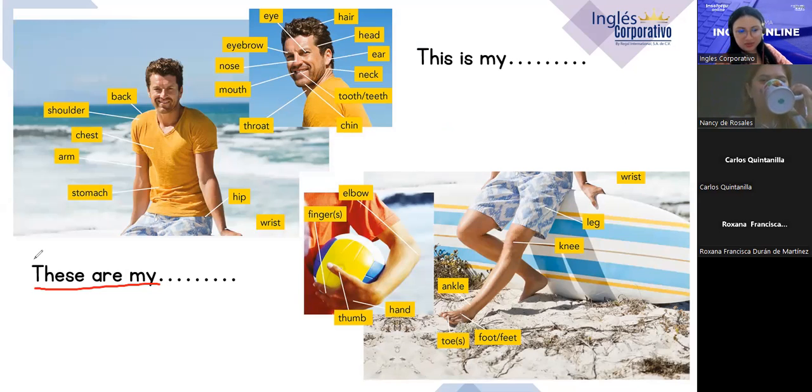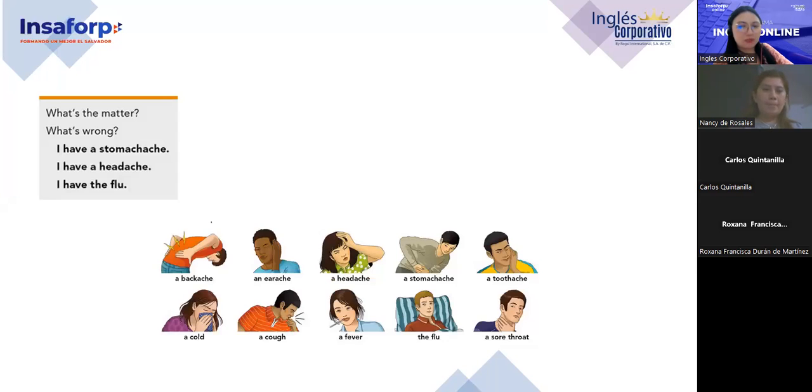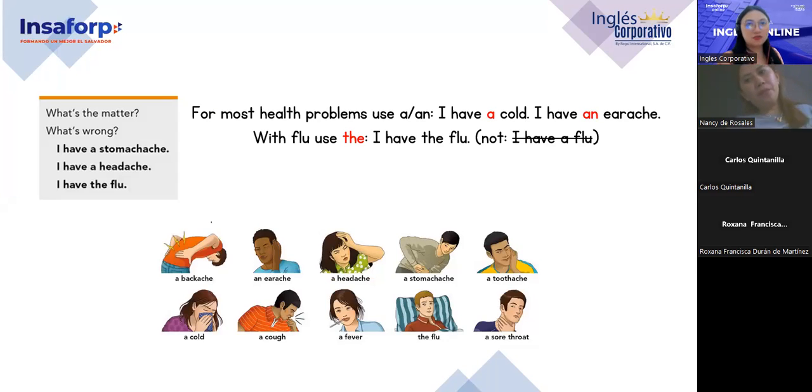¿Por qué necesito saber esto, clase? Why? If you remember, we need to talk about health issues. And whenever we talk about health issues, we may refer to a specific part of the body. Por eso es que practicamos partes del cuerpo. We have two questions in order to ask about health. La primera que veíamos era esta. El tema de nuestra sección 2, mejor dicho. What's the matter? What's wrong? ¿Qué está mal? ¿Cuál es el problema? What's the matter?